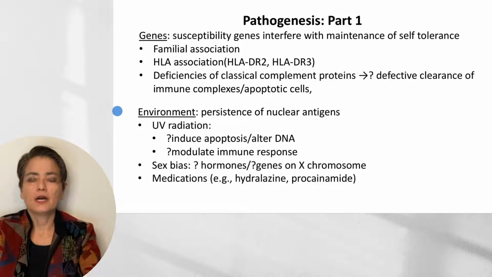For the environment, we have the persistence of nuclear antigens. It's thought that UV radiation, which I've already mentioned, can induce apoptosis, perhaps alter DNA. It also plays a role in modulating the immune response, so for example, IL-1 released by keratinocytes. Again, we have a sex bias, with females being affected more than males. So the question here is, is this related to hormones or other genes on the X chromosome? And there are some medications that also play a role in the development of lupus.